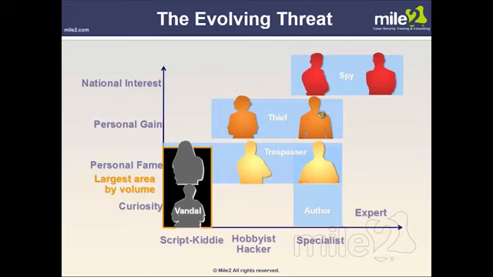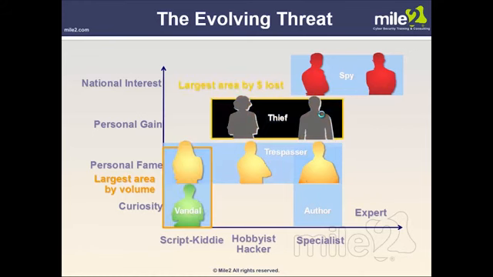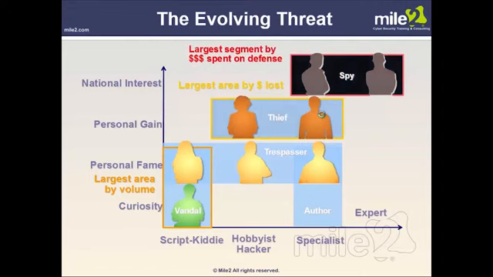All right, so anyways, when we're talking about the evolving threat, there's different types of folks out there. We have, of course, the script kiddie, who we start out with, which basically does it for curiosity, personal fame, and so forth. The next up is going to be the thieves. These are going to be your hobbyist hackers and so forth. They generally would do it for personal gain a lot of times, maybe for the money and so forth.